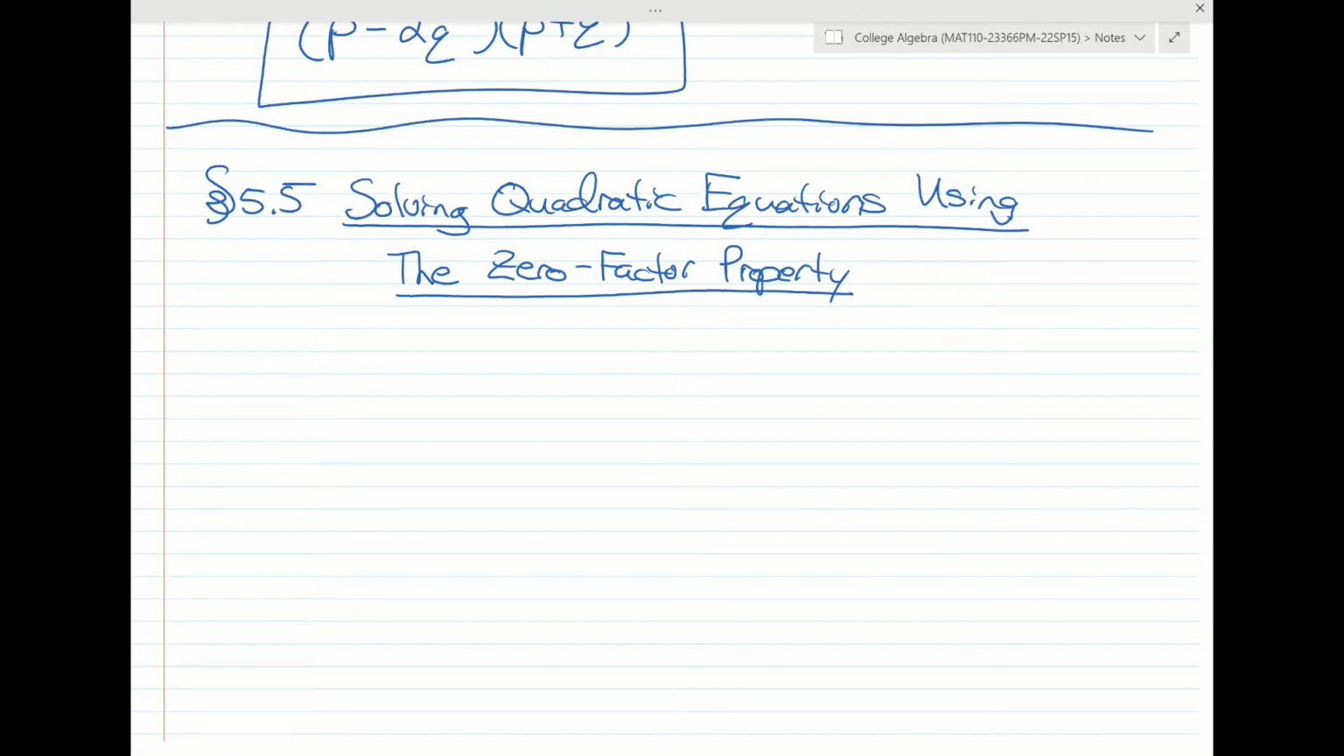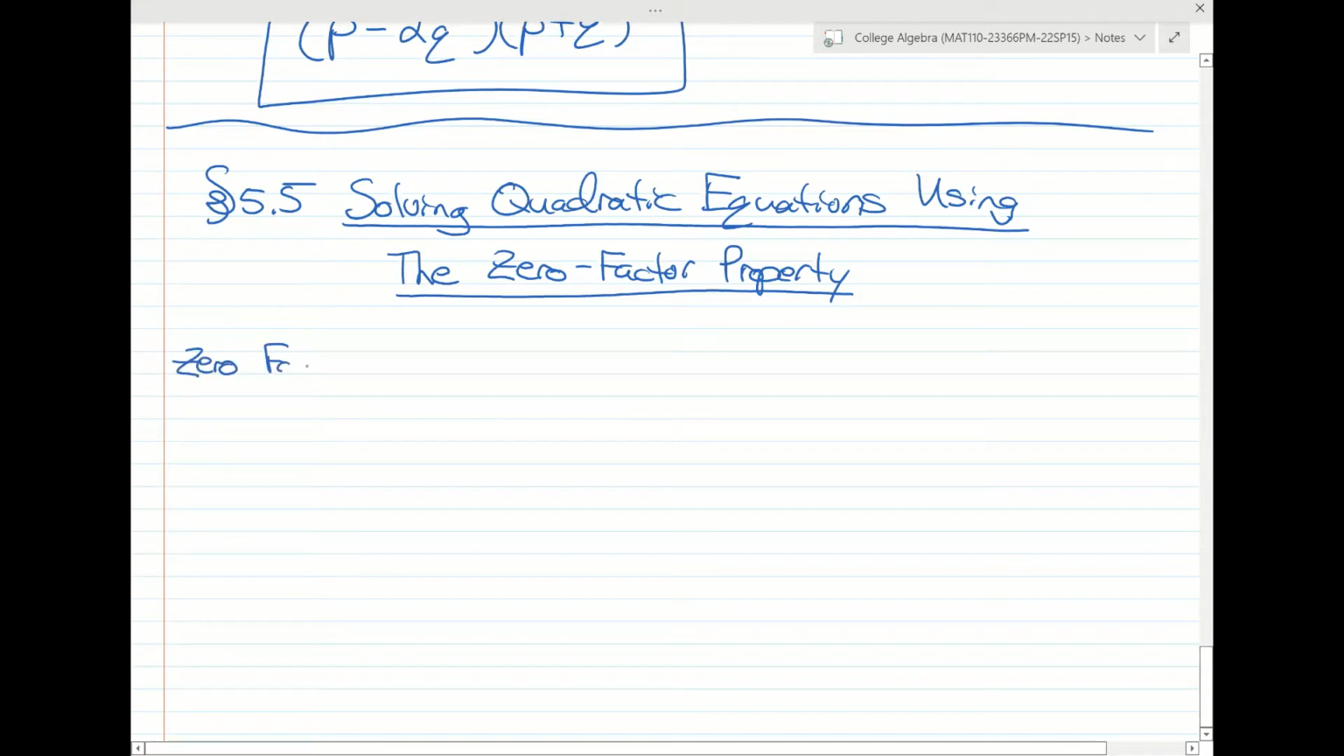All this is pretty much telling you is that you factor the equation, make it equal to 0, factor, and then set the factors equal to 0 to solve. So this is what the zero factor property says, or is defined by.